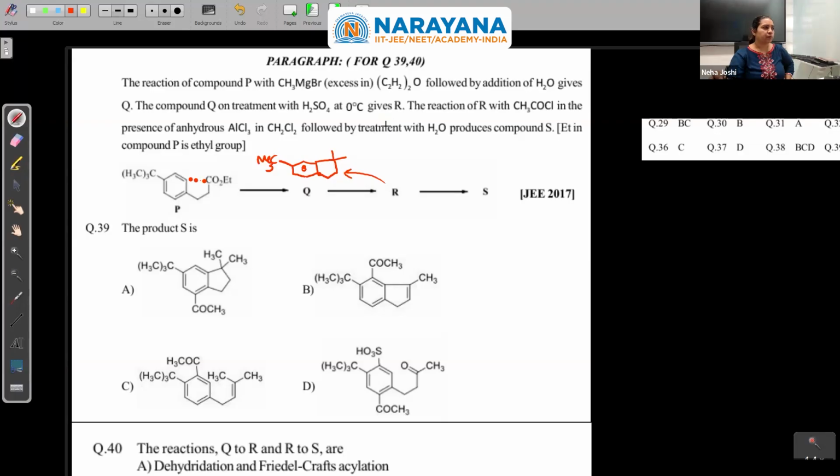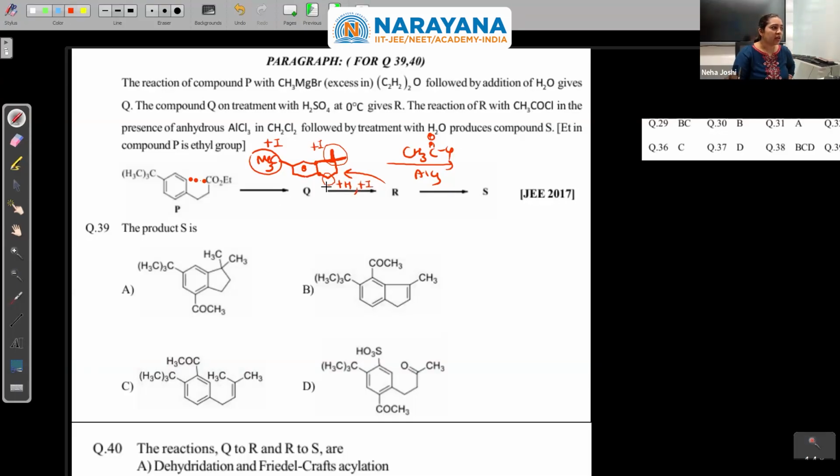The reaction of R with CH3COCl in the presence of anhydrous AlCl3 followed by water produces S. Now, when I treat this with CH3COCl, AlCl3, I have to do Friedel-Crafts. For this ring, how will you check the directive influence? See, CMe3 has only +I. Here, again it is a 0 alpha H, so this group on the ring is only +I, no hyperconjugation. This one is directly attached, having 2 alpha H, so it is +H and +I.